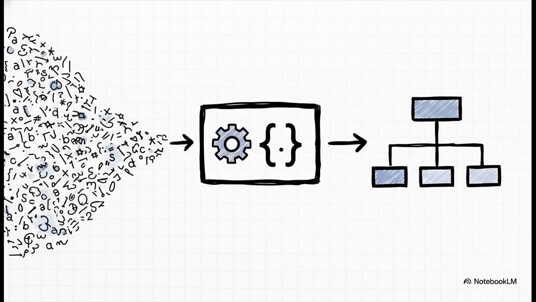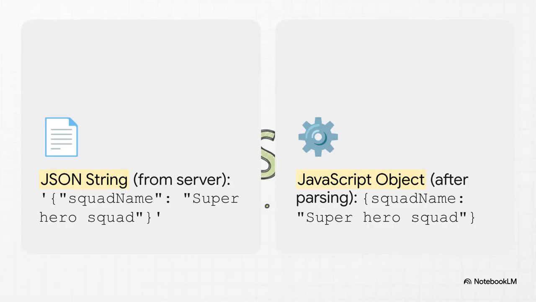It's that simple. So here's a little side-by-side to show you what just happened. On the left, that's the raw text string we got from the server. Notice the double quotes around the key squad name. But on the right, after we've parsed it, we have a true JavaScript object. The quotes around the key are gone because it's now a property, not a string. We've officially transformed it from just plain text into structured, usable data.